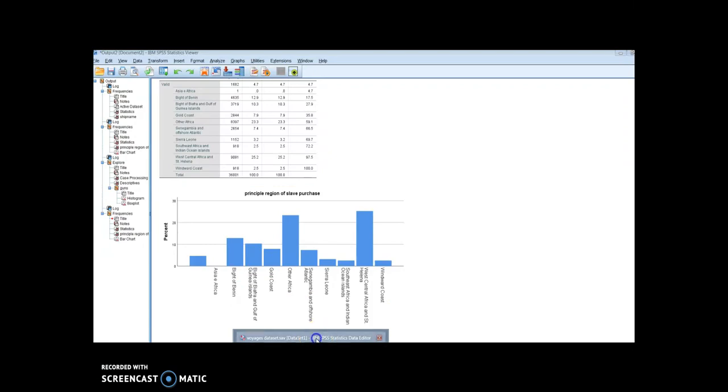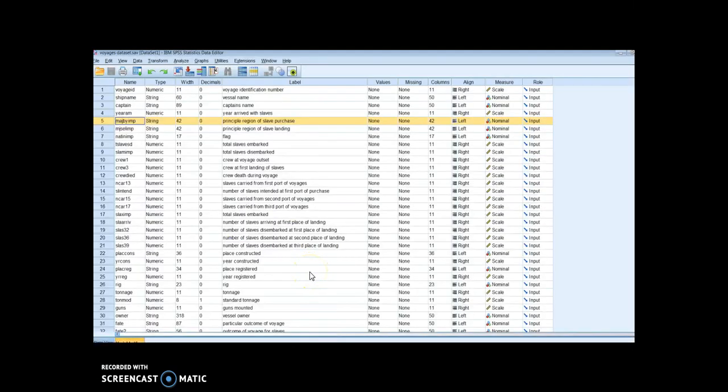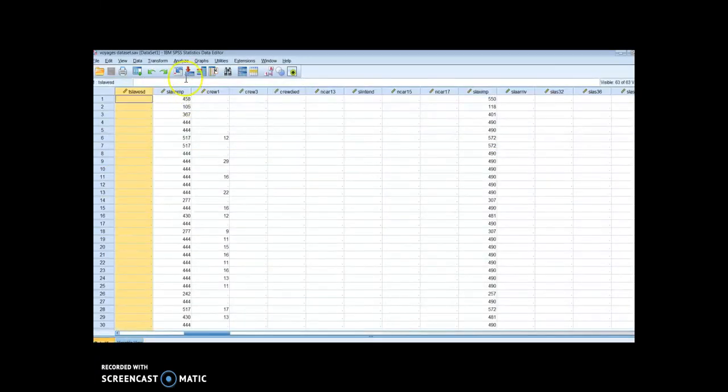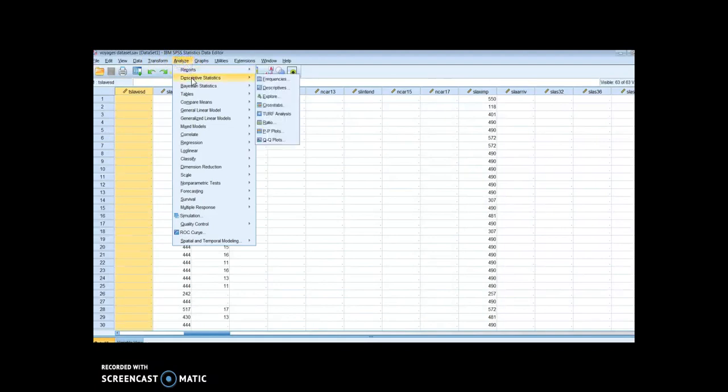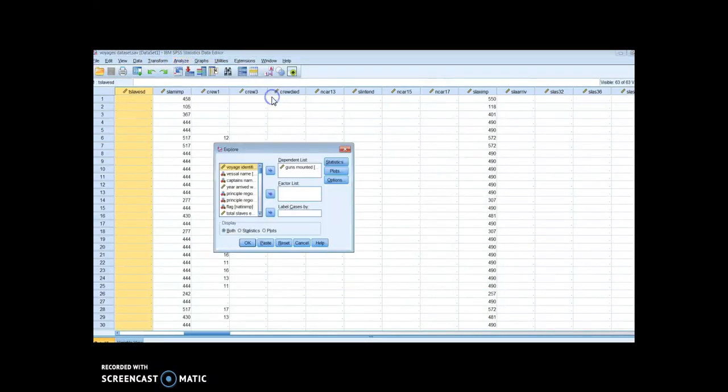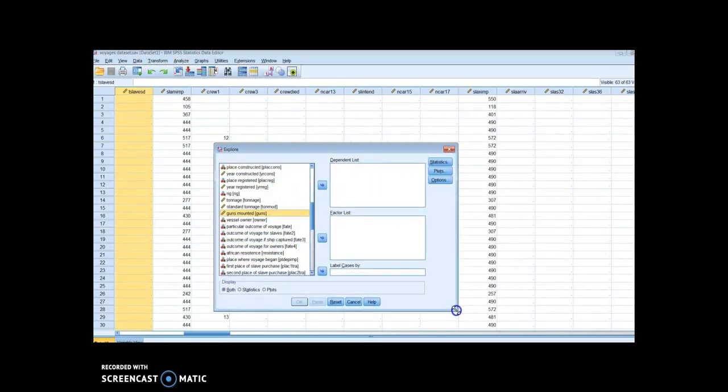And we can also look at a quantitative variable, such as, let's see, this variable total slaves embarked, which means the total slaves on board. So again, you do Analyze, Descriptive Stats, and this time we do Explore. And you're going to move that variable over. You can enlarge this to see what variables you have. So I'm going to say that's the total slaves embarked, move it over to the right.